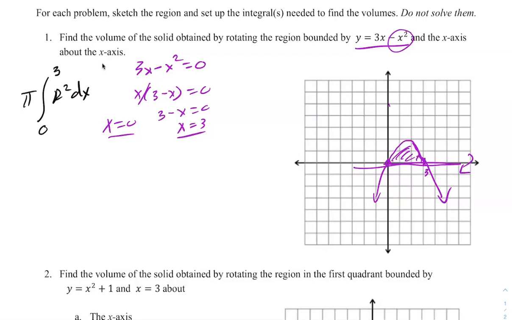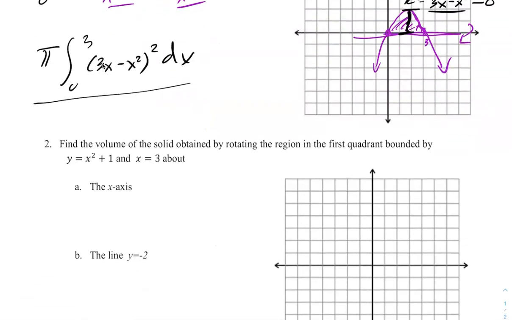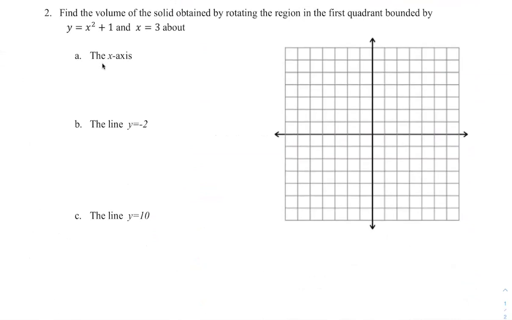So what's my R? Top minus bottom. So it's going to be 3x minus x squared minus 0. So just this guy: pi integral from 0 to 3 of (3x minus x squared) squared dx. Again, no need to solve. That's our answer. The next one: find the volume of the solid obtained by rotating the region in the first quadrant bounded by y equals x squared plus 1, x equals 3, about the x-axis.